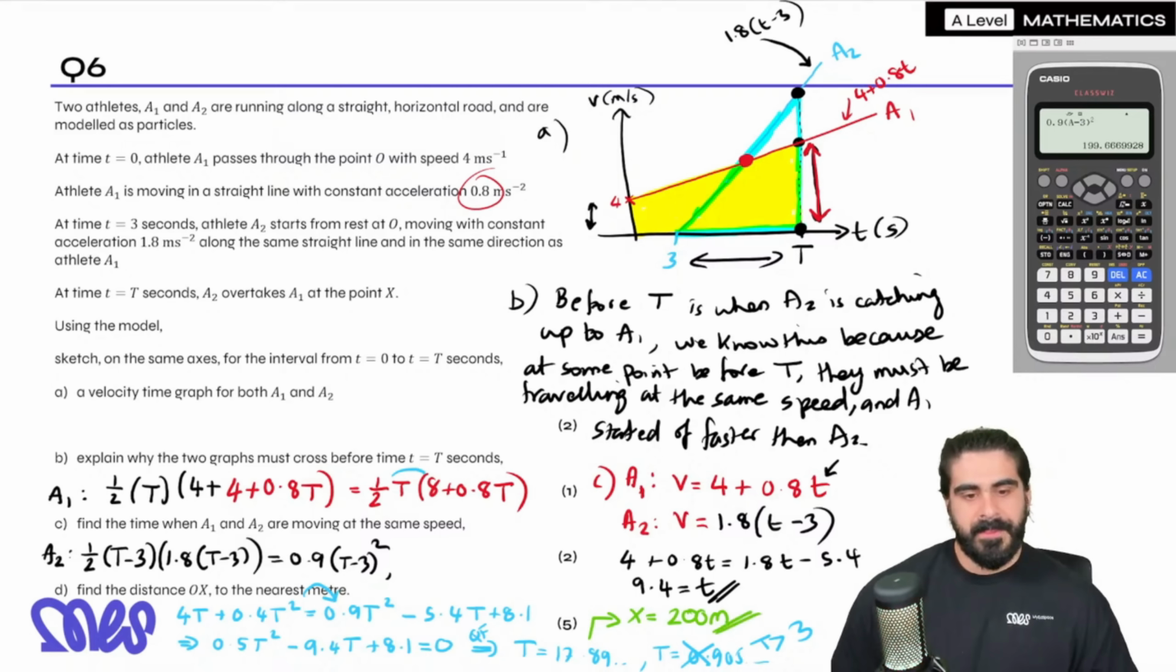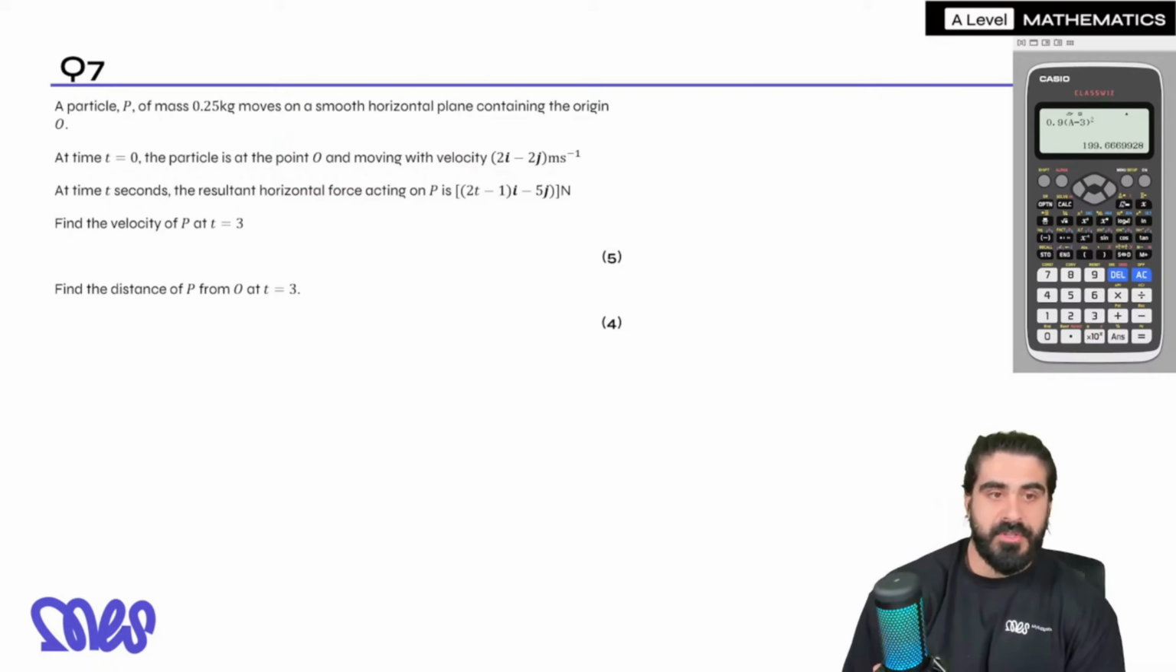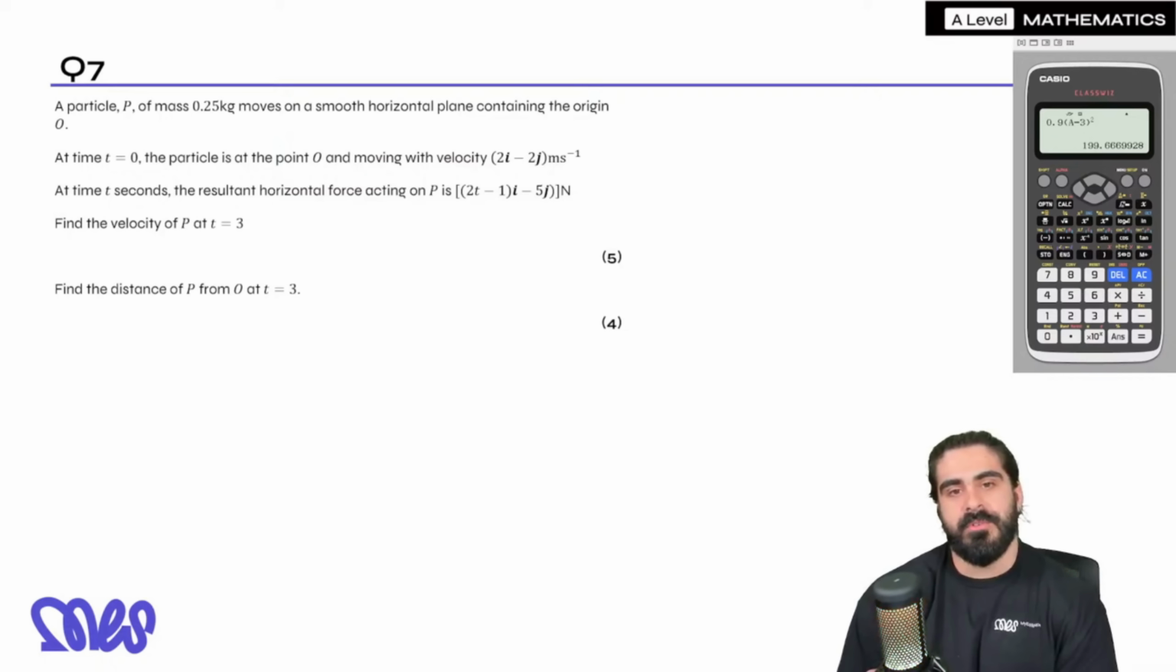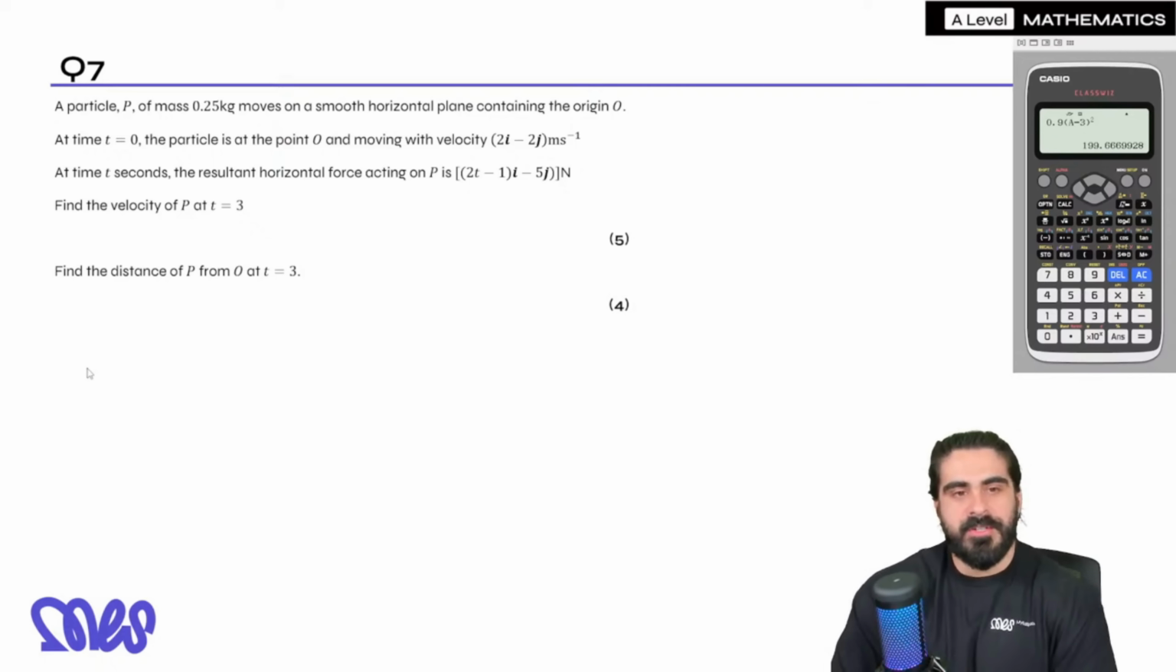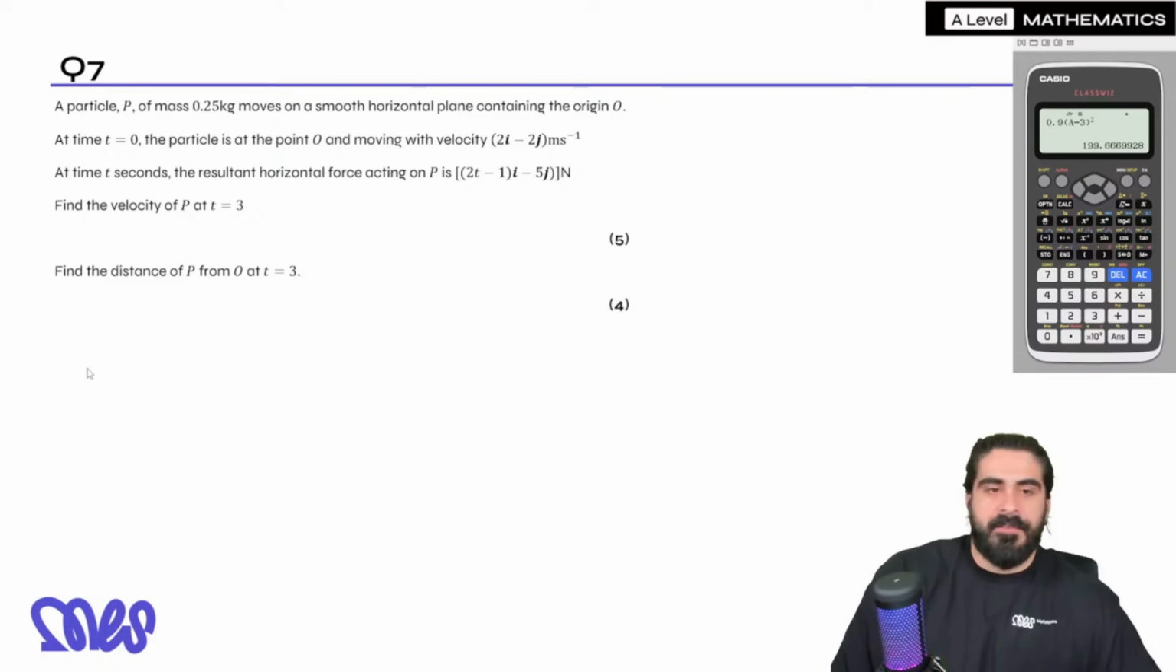There we go. A particle P of mass 0.25 kg moves on a smooth horizontal plane containing the origin O. At time t equals 0, the particle is at the point O, moving with velocity 2 minus 2. At time t seconds, the resultant horizontal force acting on P is that. Find the velocity of P at t equals 3. Use F equals ma. And also I've realized I haven't put parts here.